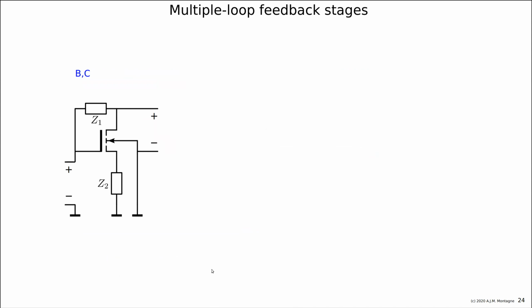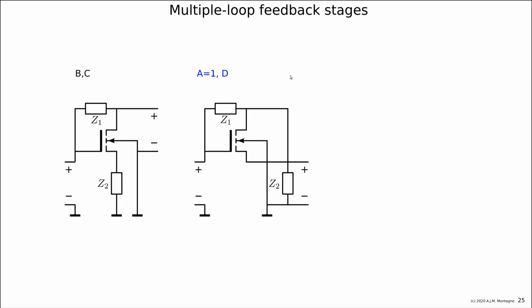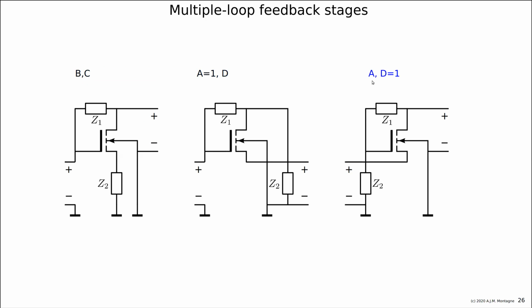You can do multi-loop feedback, single stages. And here you have positive feedback, fixing B and C. Here A and D, where A is unity. Here A and D, where D is unity. But you should be able to invent them now all yourselves.